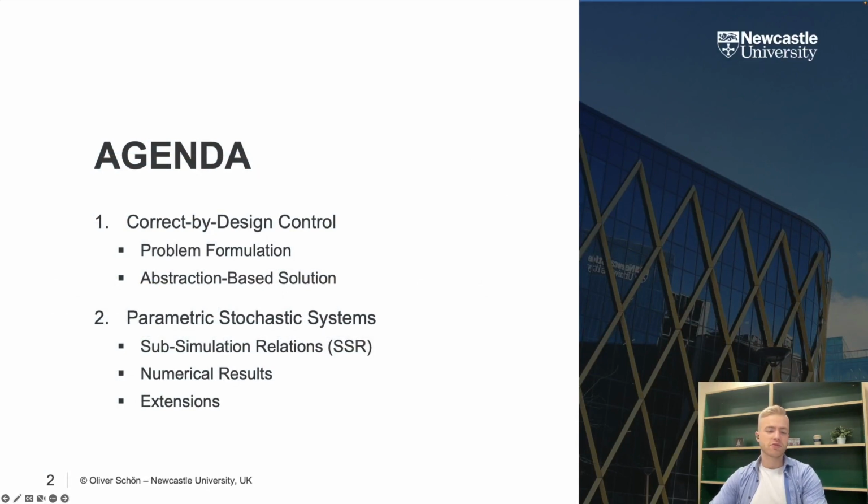The agenda is quite straightforward. In the first part, we're going to talk about correct by design control for the standard case of non-parametric stochastic systems, with the kinds of problems and an abstraction-based solution. And then in the second part, we're going to go over to the parametric case, giving our notion of subsimulation relations, some numerical results and extensions.